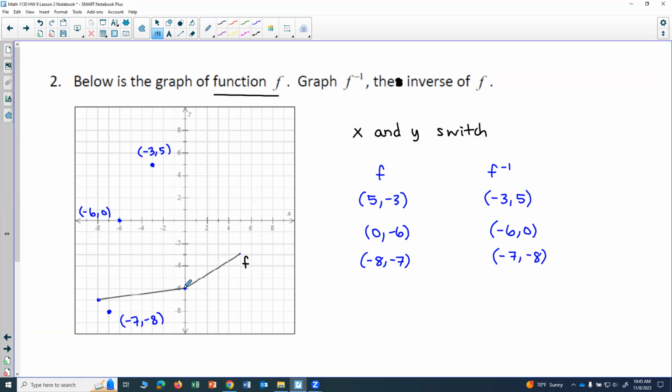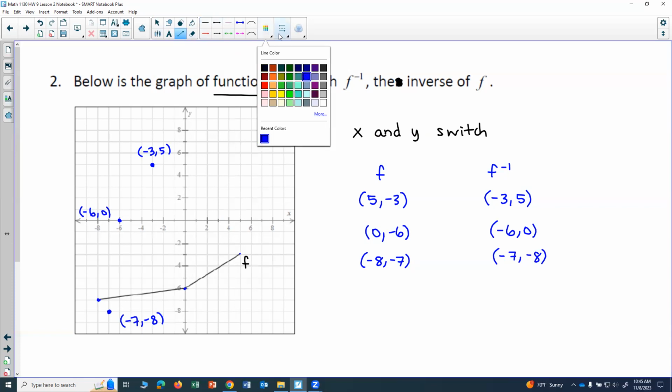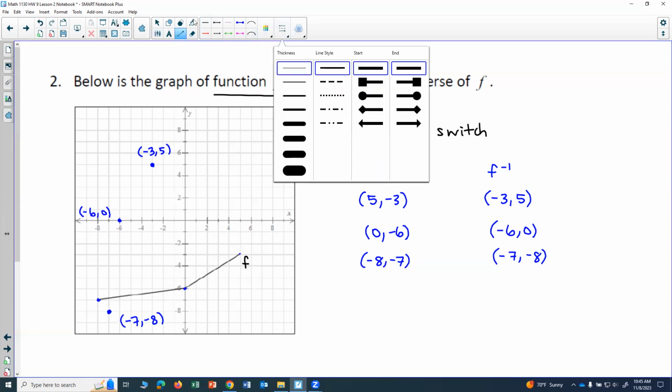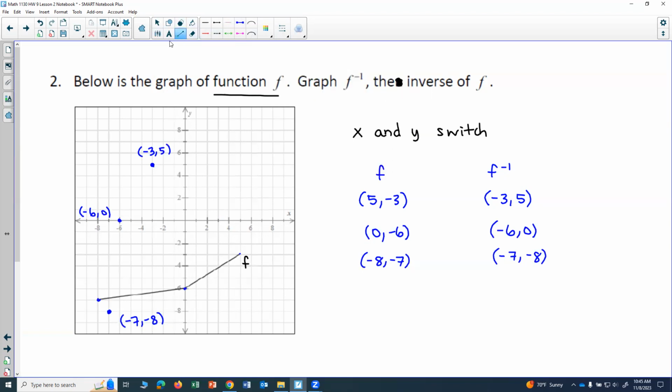Now, because these parts of f are connected with straight lines, I can do a similar thing with the inverse. So let me grab some straight line segments here, and I'm going to connect those points. I'm going to start at (-7, -8), connect to (-6, 0) in a straight line. And then I'll go from there, connect in a straight line to the (-3, 5) point.